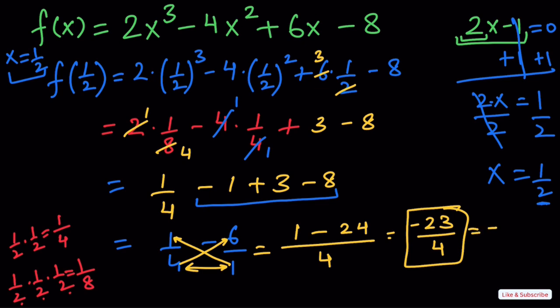Now 4 times what goes into 23? That's 5 and 3 fourths, and that is your answer as well.